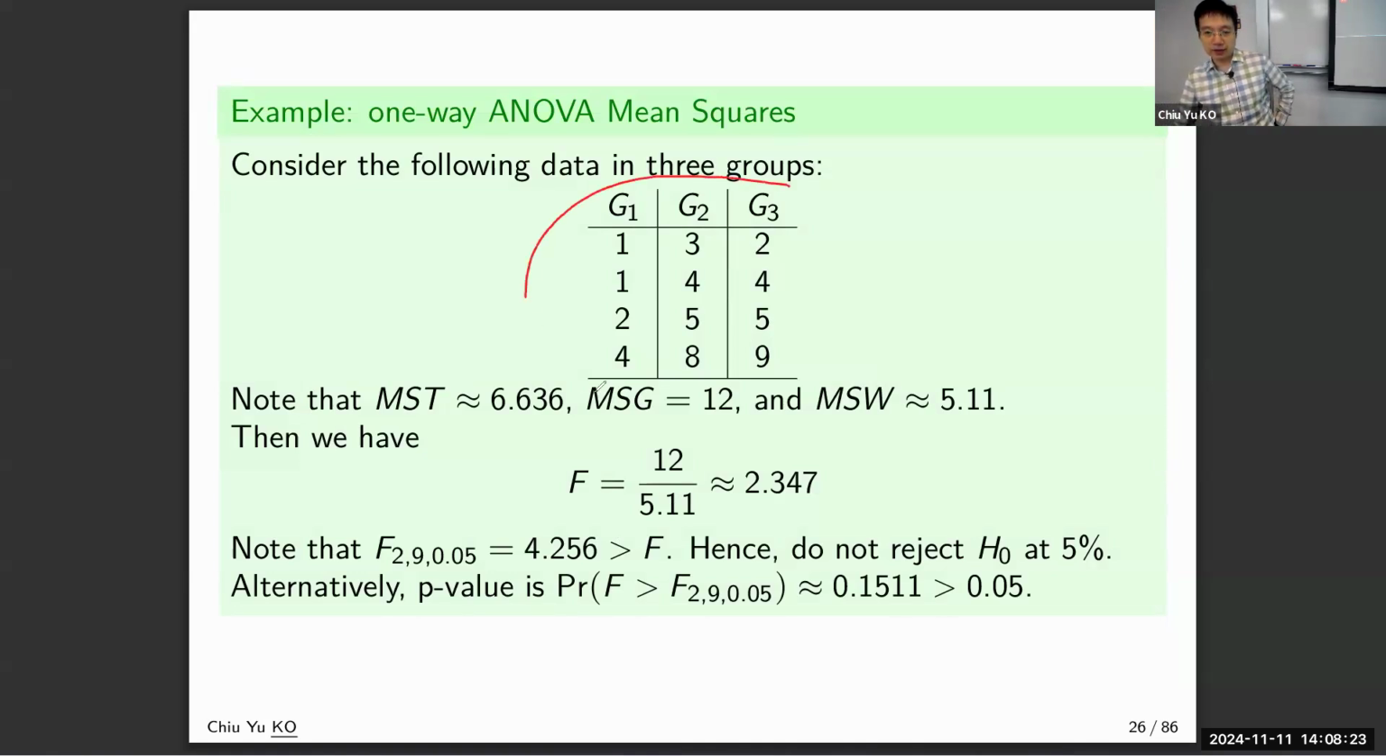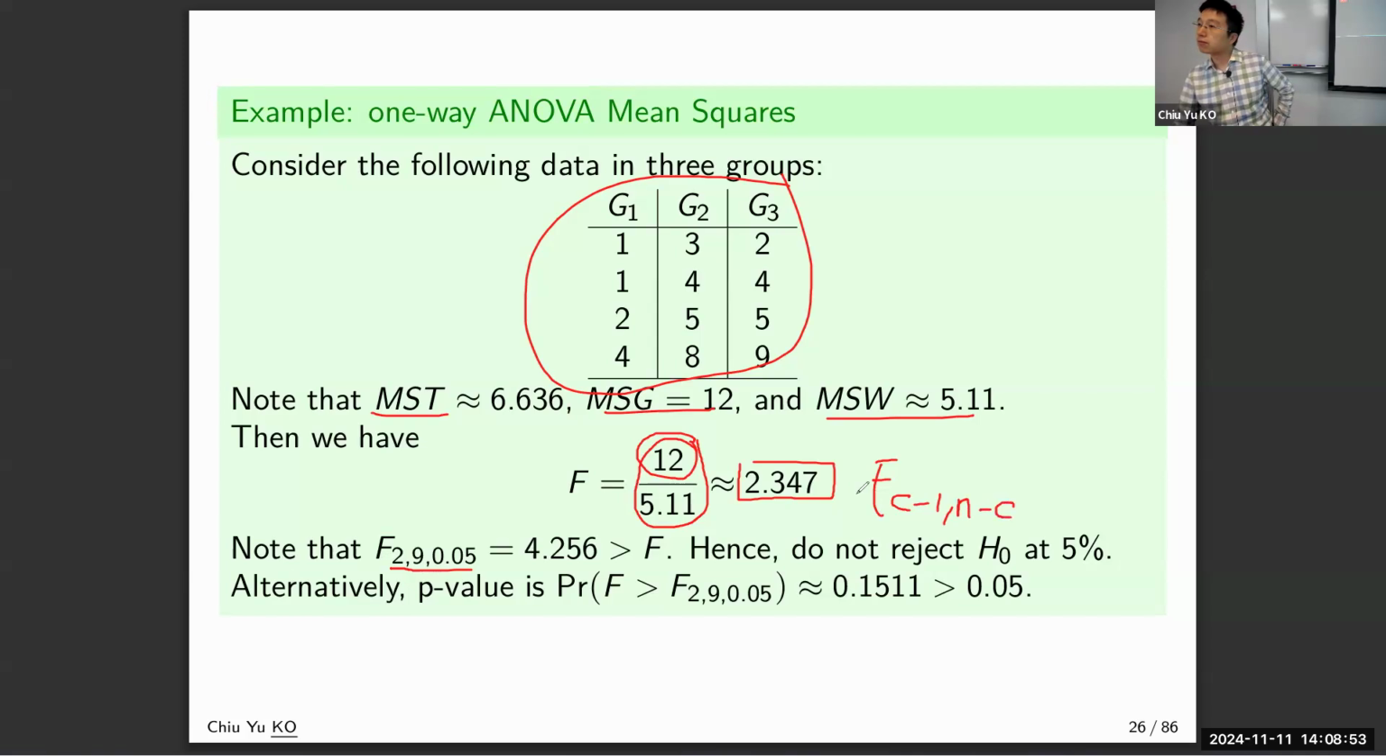So here with the data, we calculate MST, MSG, and MSW. And as we said, we want to use the MSG over MSW, right? And the answer is 2 point something. And do note that what we check in the table is F with C minus 1, N minus C degrees of freedom. This is how we check the table.